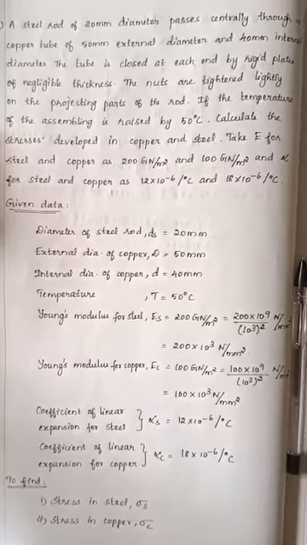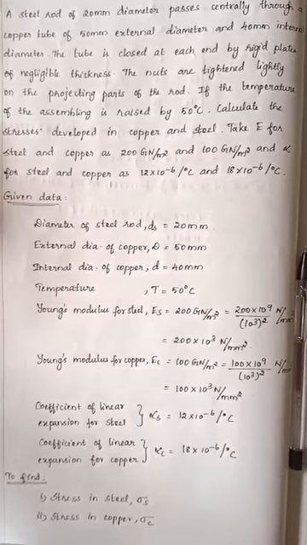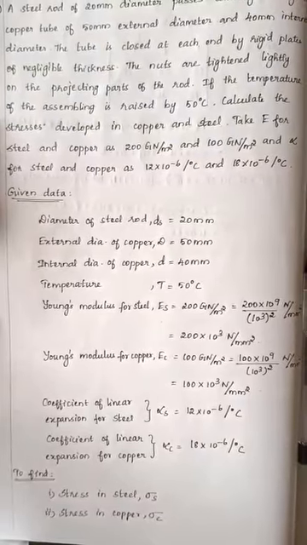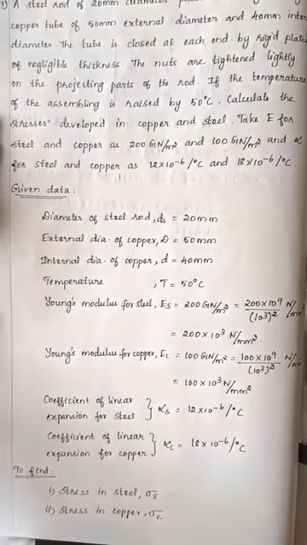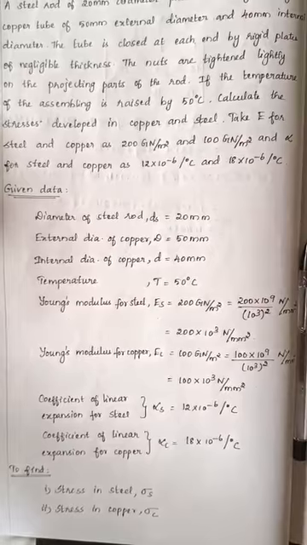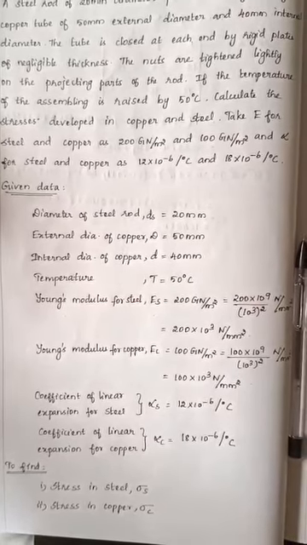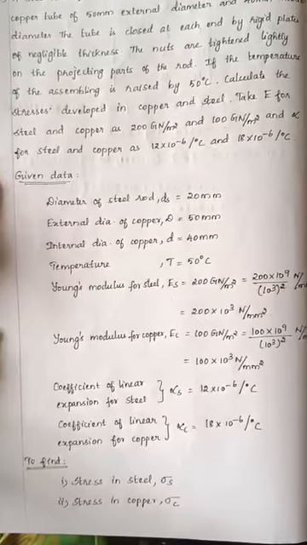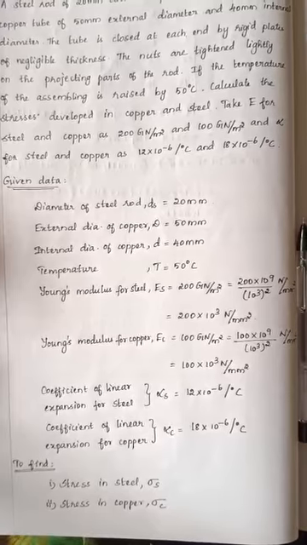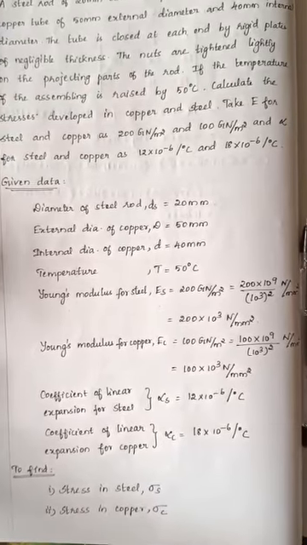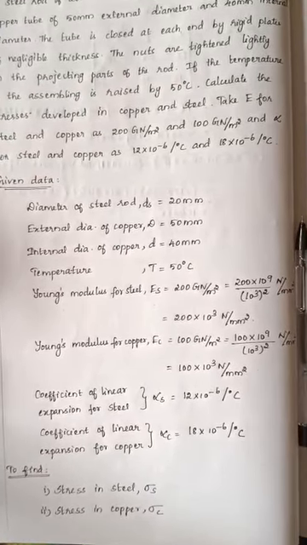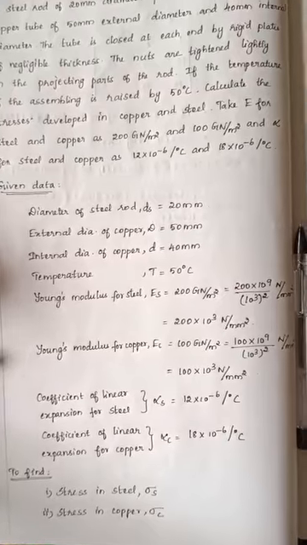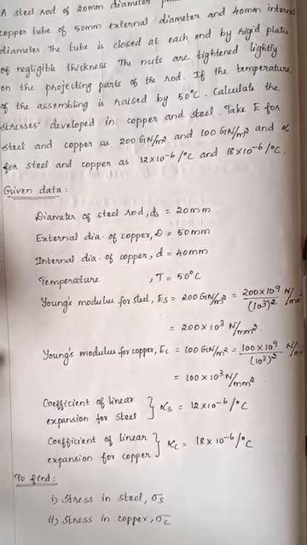Take E for steel and copper as 200 giganewton per meter square and 100 giganewton per meter square, and alpha for steel and copper as 12 into 10 power minus 6 per degree Celsius and 18 into 10 power minus 6 per degree Celsius. In the question they give the diameter of the steel rod, then for copper they give both external diameter and internal diameter. Therefore, first we are going to note down the given data.